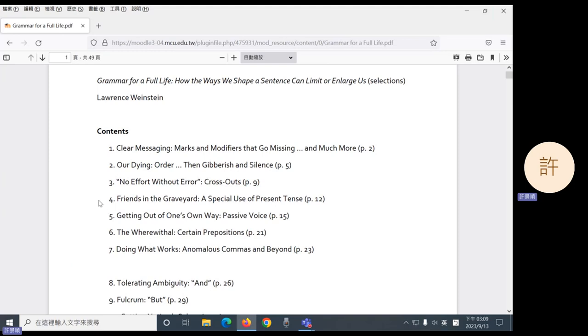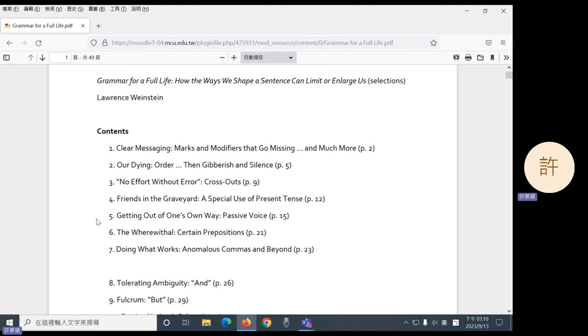The fourth one is about using the present tense to talk about written words. The idea is that if you read a story or you read history, using the present tense can connect you with those people. The fifth one is about the passive voice. The sixth one is about prepositions. And the seventh one is about commas.